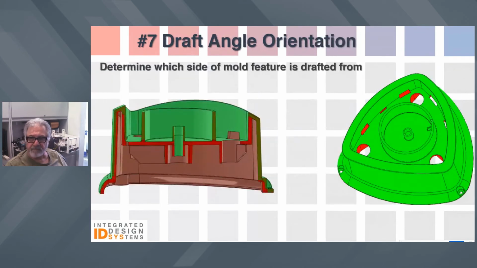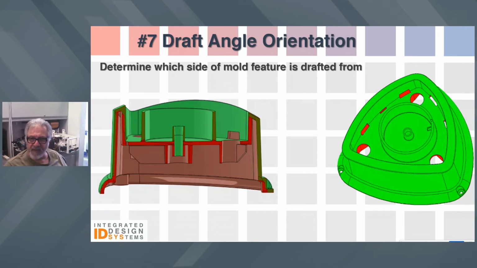And something to keep in mind. Number 7, draft angle orientation. This may seem like a trivial point, but it's not. Because when you're designing injection molded parts, you have to add draft, as you all know. And the image you see on the right shows a pictured, three-dimensional image of the cross-sectional piece on the left.